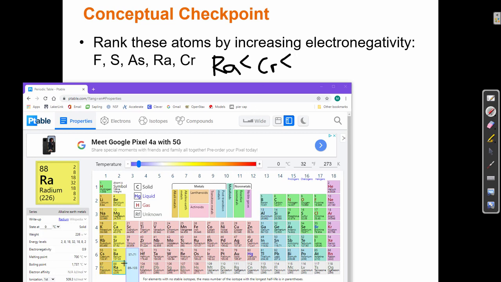And then as we're going from here, we pass radium, and then we pass chromium, and then we pass arsenic. Arsenic is the lowest and the furthest to the left. So As. And then we come to S, which is a little bit higher and a little bit further to the right. And then we come to F, which is a little bit higher and a little bit further to the right still. So we just draw an arrow from here to here, and we see, well, radium is the closest to this side, and then chromium is the next closest, and then arsenic, and then sulfur, and then fluorine. So just look at the arrow and try to put these elements in order along that arrow. And that's how we look at periodic trends.